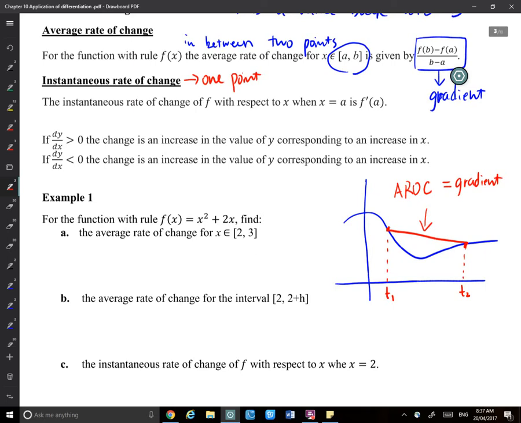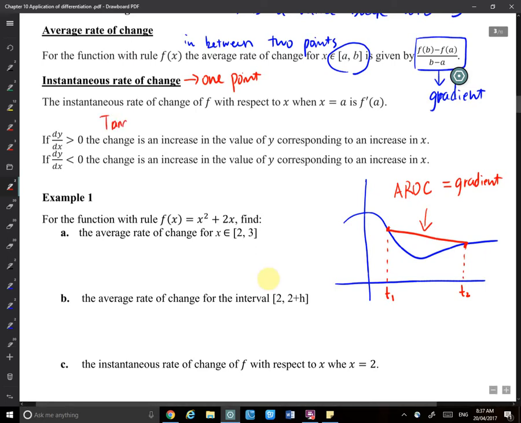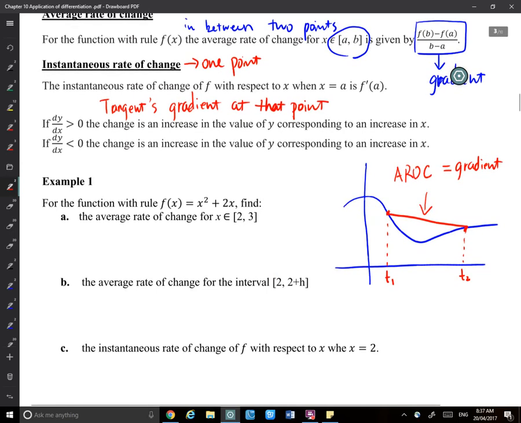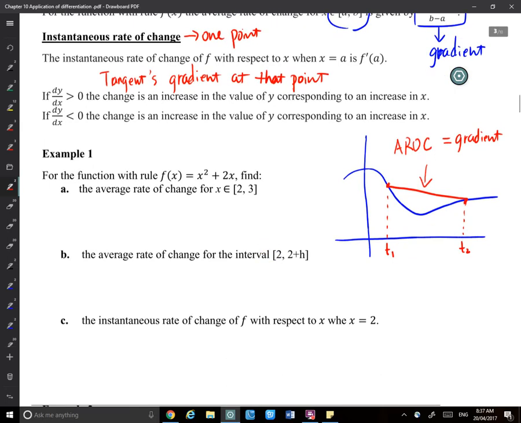So basically, it talks about the tangent's gradient at that point. So what's the instantaneous rate of change? It is the gradient of the tangent at that point. If dy/dx is greater than 0, the change is increasing, so you have an increasing graph. If dy/dx is smaller than 0, it's a decreasing graph. So the y value is decreasing corresponding to the increase of x.